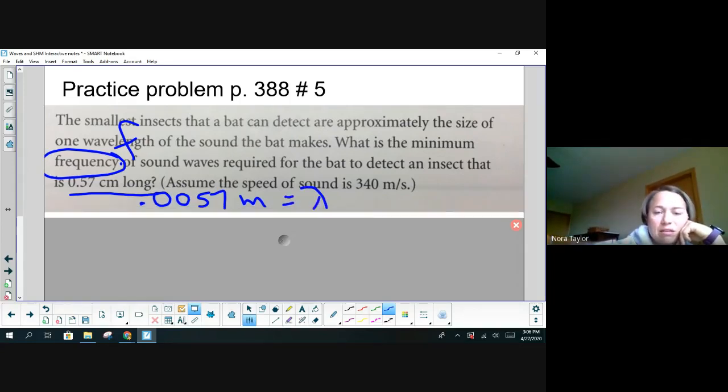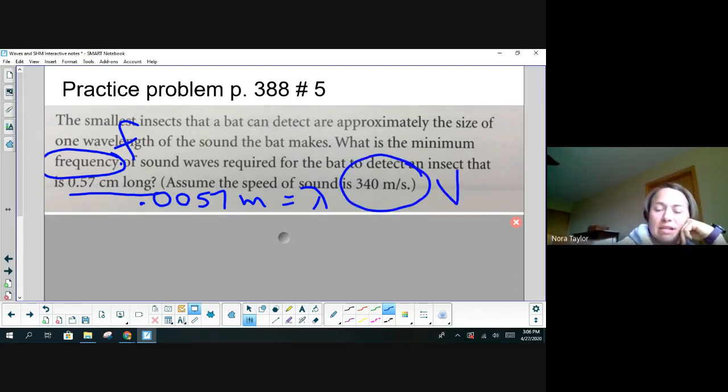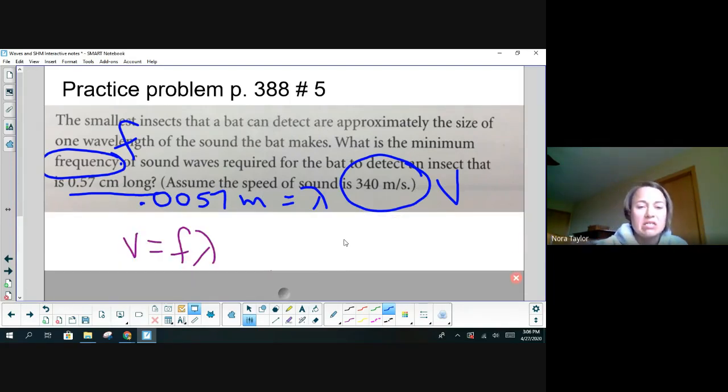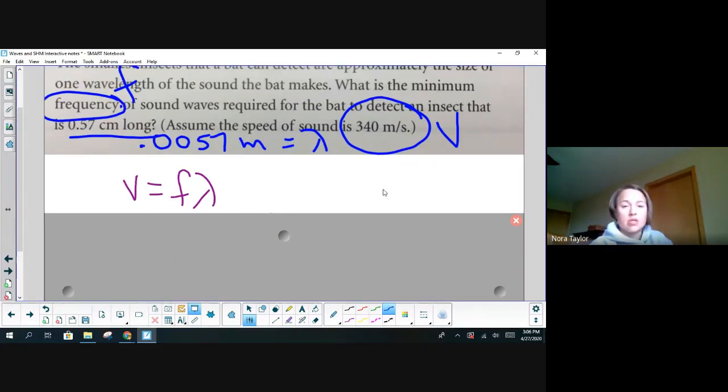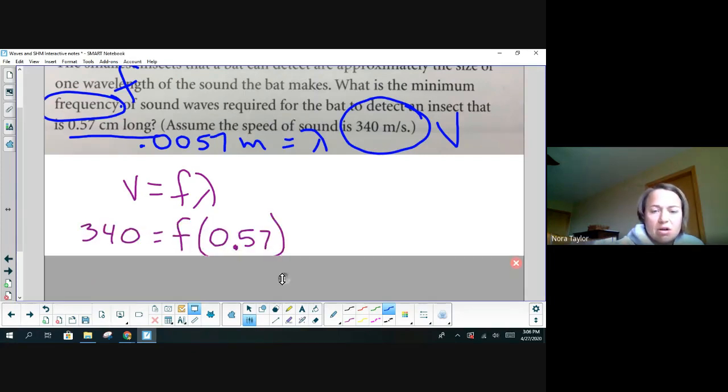And then this right here is going to be our velocity, right? That'll be our velocity. So we'll use our relationship that velocity is equal to frequency times wavelength. And we'll substitute in our values. And I actually have a correction that I need to make. This guy needs to be in meters. So let's change that into meters.